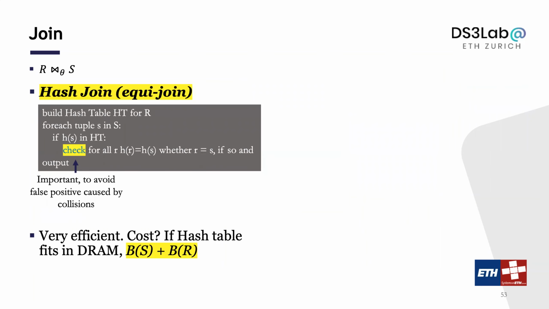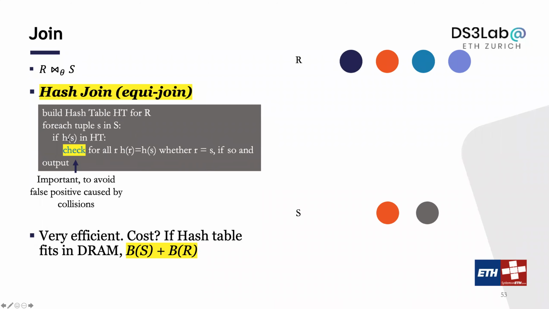And then there are other algorithms you can do, right? So assuming you are doing equijoin, one algorithm you can do is something called hash join, which is very simple. You first build a hash table for R, and then you probe it. For every single tuple in S, you check whether it exists in the hash table or not. If it exists in the hash table, you output. Okay, so it's very simple.